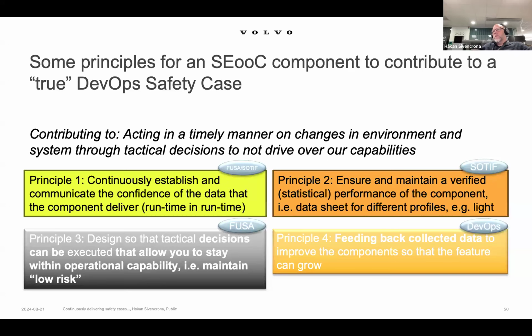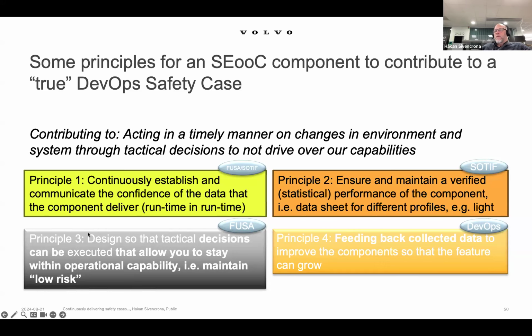So these are typical concepts that you can introduce into your safety element out of context, that we would like to state how good we are, because that will be useful when you build a system. And also your safety element out of context should ensure and maintain a verified statistical performance or data sheets for different profiles. For example, a radar could be this good in snow, this good in perfect light without rain, and things like that. Or, I mean, you can come up with various profiles for various components, of course. But in the end, we want to know how it behaves.